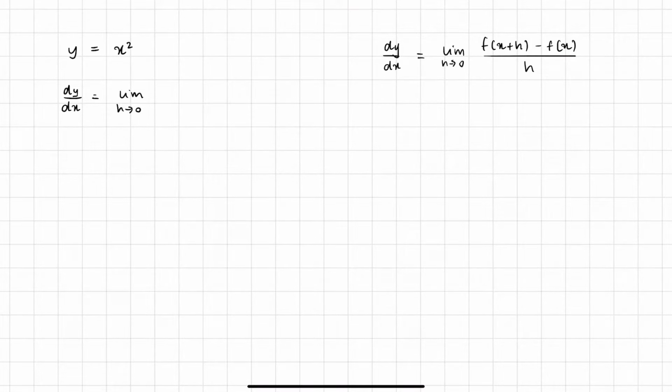So f(x plus h), so we're going to say this, like that, over h. Right, so we're going to substitute x plus h into the x squared, okay, giving us this guy. And then we're just going to subtract the f(x), which is just the original function. Okay, so let's expand the top.